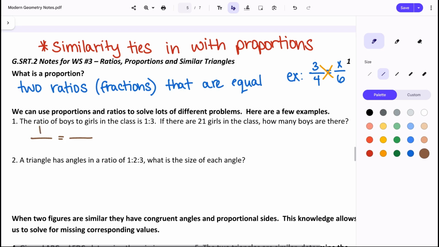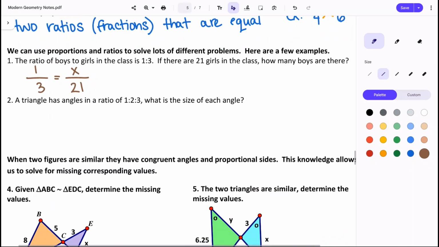1 over 3 and x over 21, you said? How did you know to put the x over the 21, or how did you know to set it up this way? Because it says boys to girls and then there's 21 girls. Okay, so we're reading the problem for some key information, right?